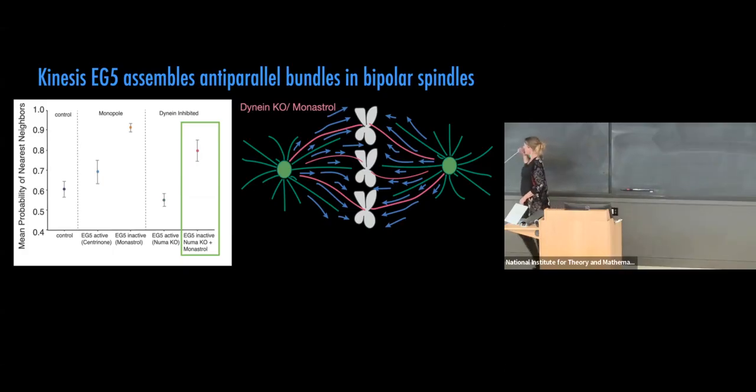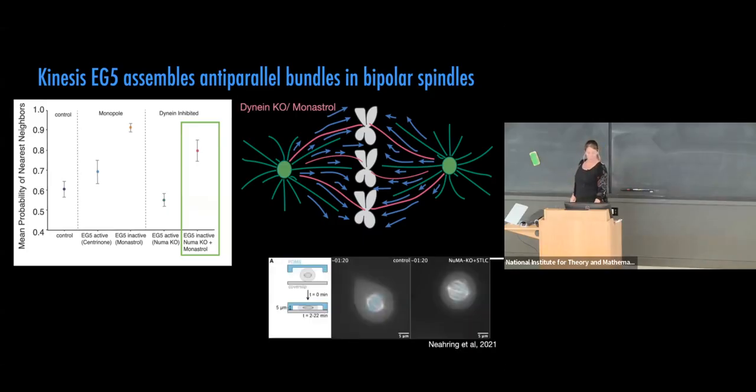Okay, so what this means is that this bipolar spindle that has neither kinesin 5 nor an active Eg5 is somewhat composed of parallel microtubules, right? So this is what we can see in the tomography data. So if you inhibit kinesin 5 in the spindle, microtubules are more parallel.